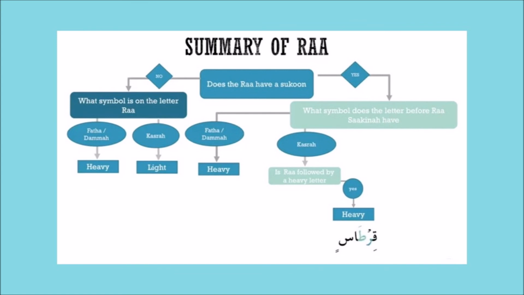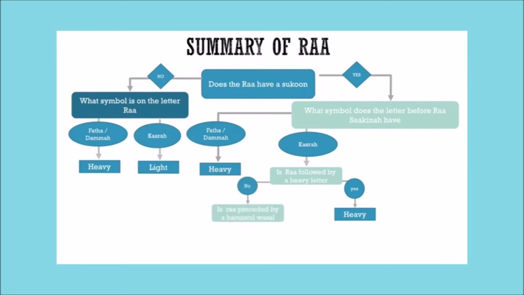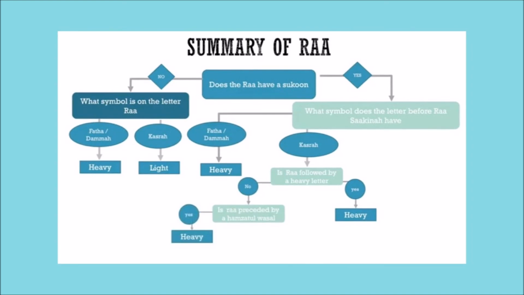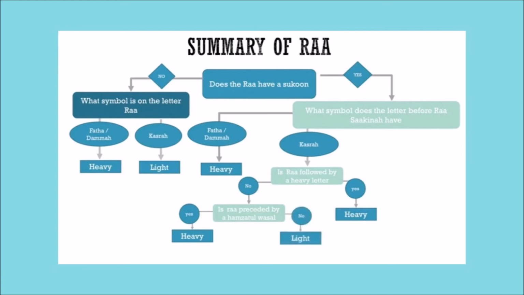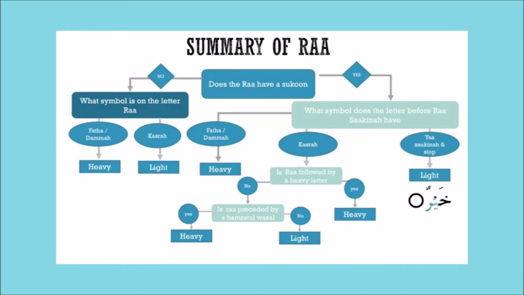If the answer to the Ra followed by a heavy letter is no, then we will see if the Ra is preceded by a hamzatul wasl. If the answer is yes, we will make the Ra sakina heavy, like the example, liman irtada. If the answer is no, then we will read the Ra sakina light, as the example, fir'auna. Another scenario we saw is where we wanted to stop on the letter Ra, which was preceded by a ya sakina. We will always read the Ra light. Khair.